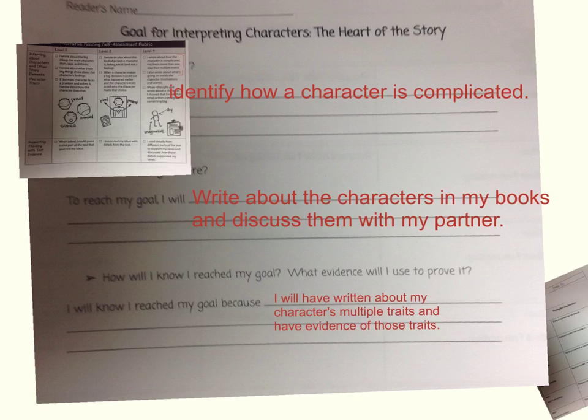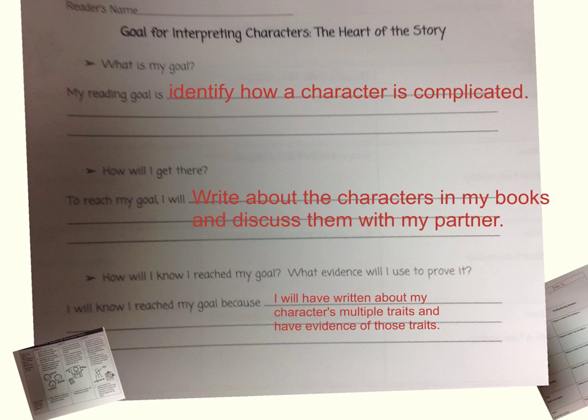Readers, before you leave the carpet, you are going to complete your goal sheet. Remember that your first part comes directly from the rubric. The second one is you thinking about how you can reach that goal. And the third one is how you've reached that goal. So what evidence will you have?